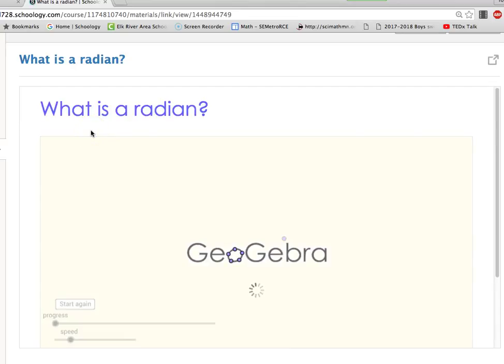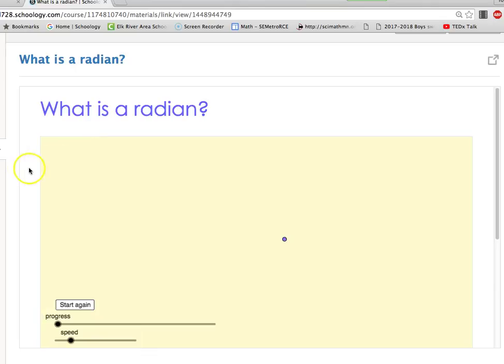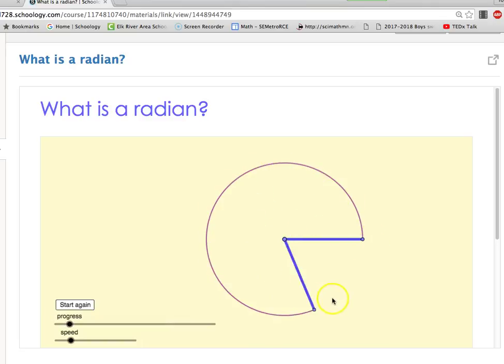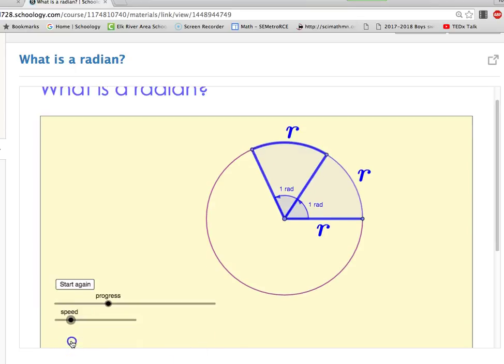So this is from GeoGebra. And this is the progress of where it's going. That's your radius. Here's your circle. Now they're going to show you the length of a radian, wrapping on the circle. Now that is the length of 1 radian. Here's the length of 1 rad. Now this is 2 radians. And now we have 3 radians coming up.